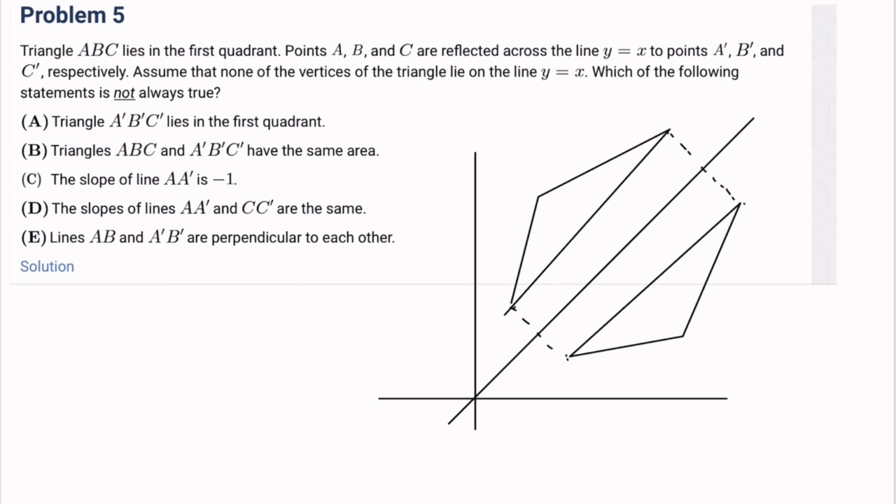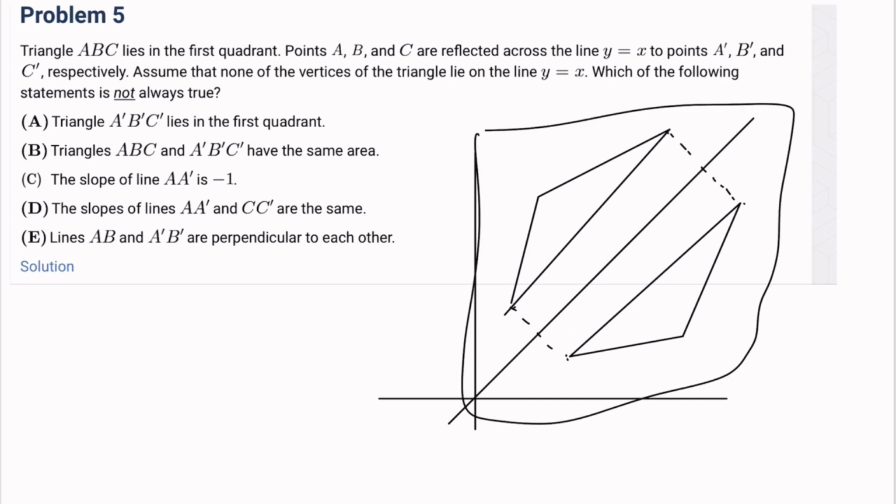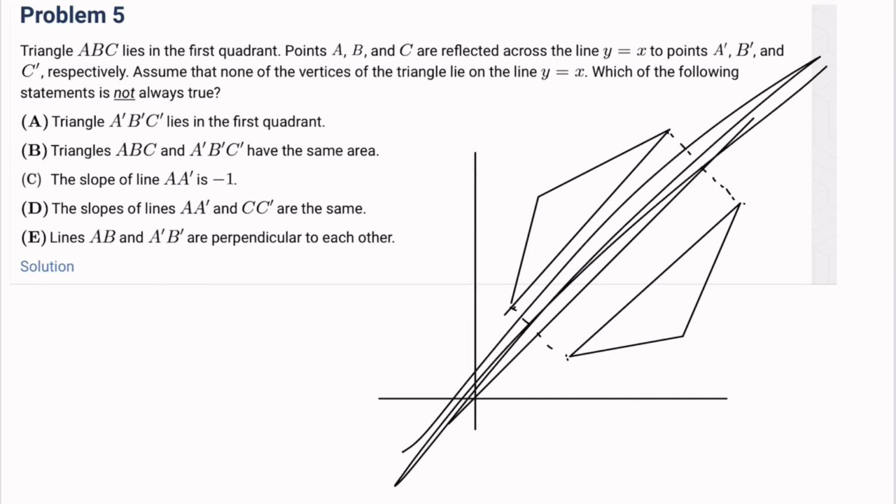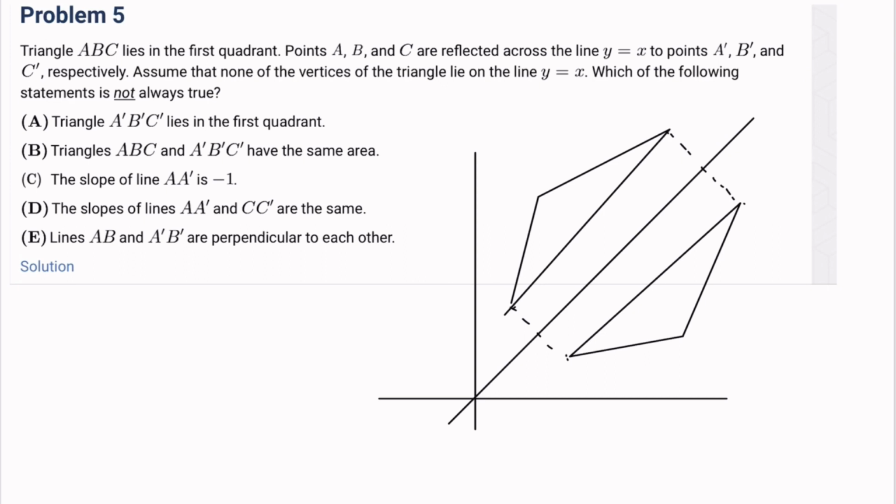And so since none of the vertices of the triangle lie on y equals x, let's look at the answer choices. A: triangle A prime, B prime, C prime lies in the first quadrant. Yes, this is always true because the first quadrant flipped upon y equals x is just the first quadrant again. And so A is always true.